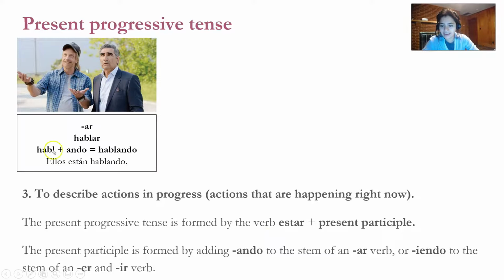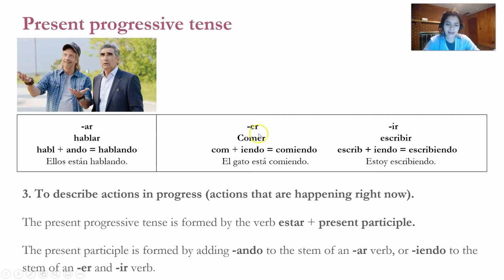So if you have an AR verb, like hablar, to form the present participle, you have to take away the AR ending and you stay with the verb stem. Then, because it is an AR verb, you have to add the present participle ending, which is ANDO. So to the verb stem, you add the ANDO and you have hablando. Ellos están hablando. They are talking. So estar is conjugated in the present according to the subject, and then you have the present participle.